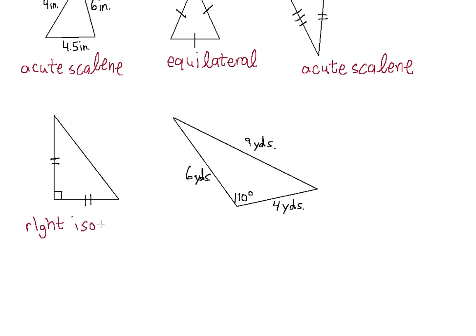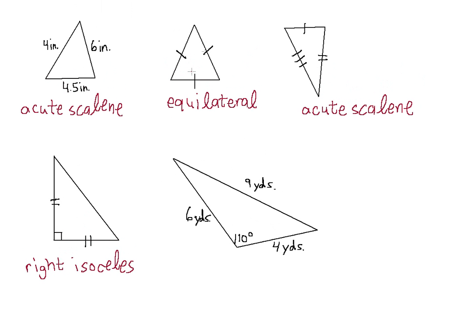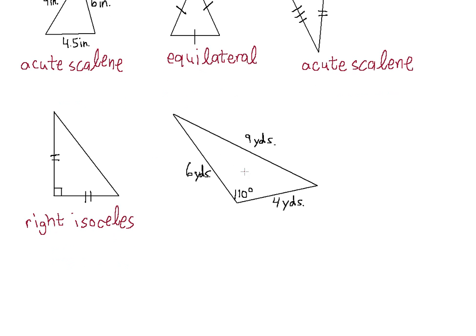One more interesting note: if we have a triangle with at least 2 congruent sides, we have an isosceles. And up here we saw that we have a triangle with 3 congruent sides. This is an equilateral triangle. That means that all equilateral triangles are also isosceles triangles. Very, very cool. And let's take a look at the last one.